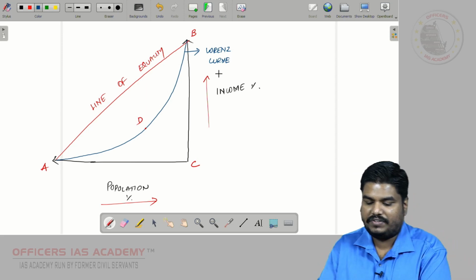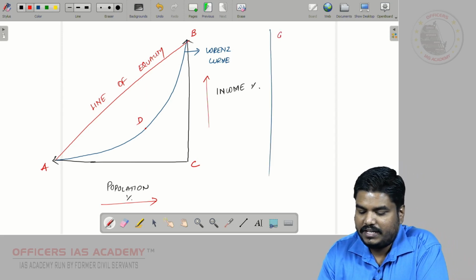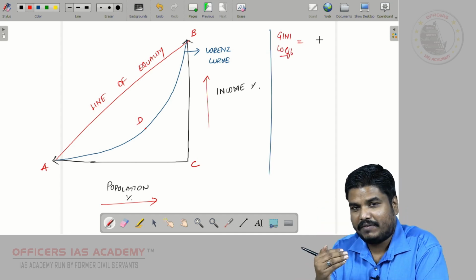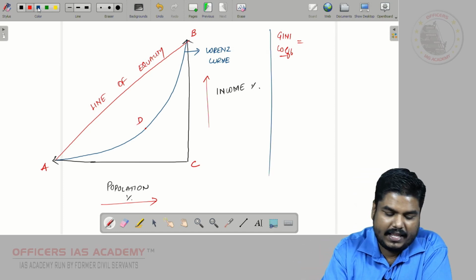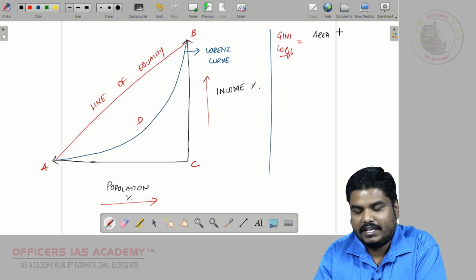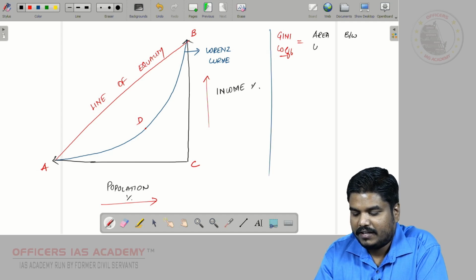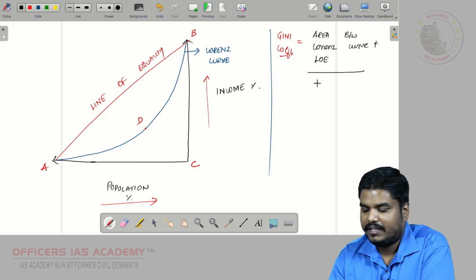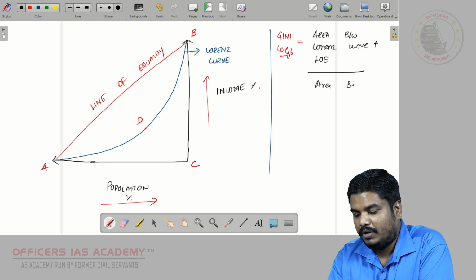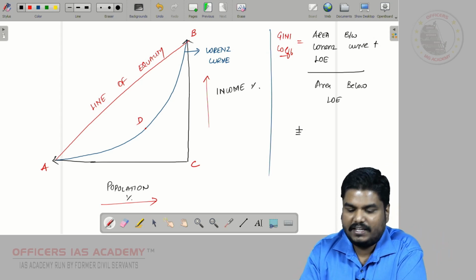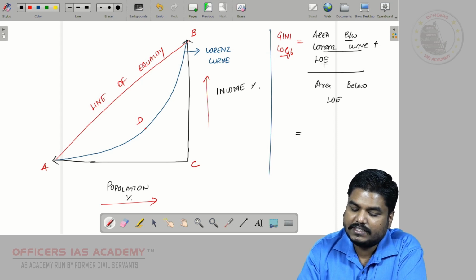Now what is the Gini coefficient? The Gini coefficient is the ratio between the areas, listen carefully: the area between the Lorenz curve and the line of equality, divided by the area below the line of equality.